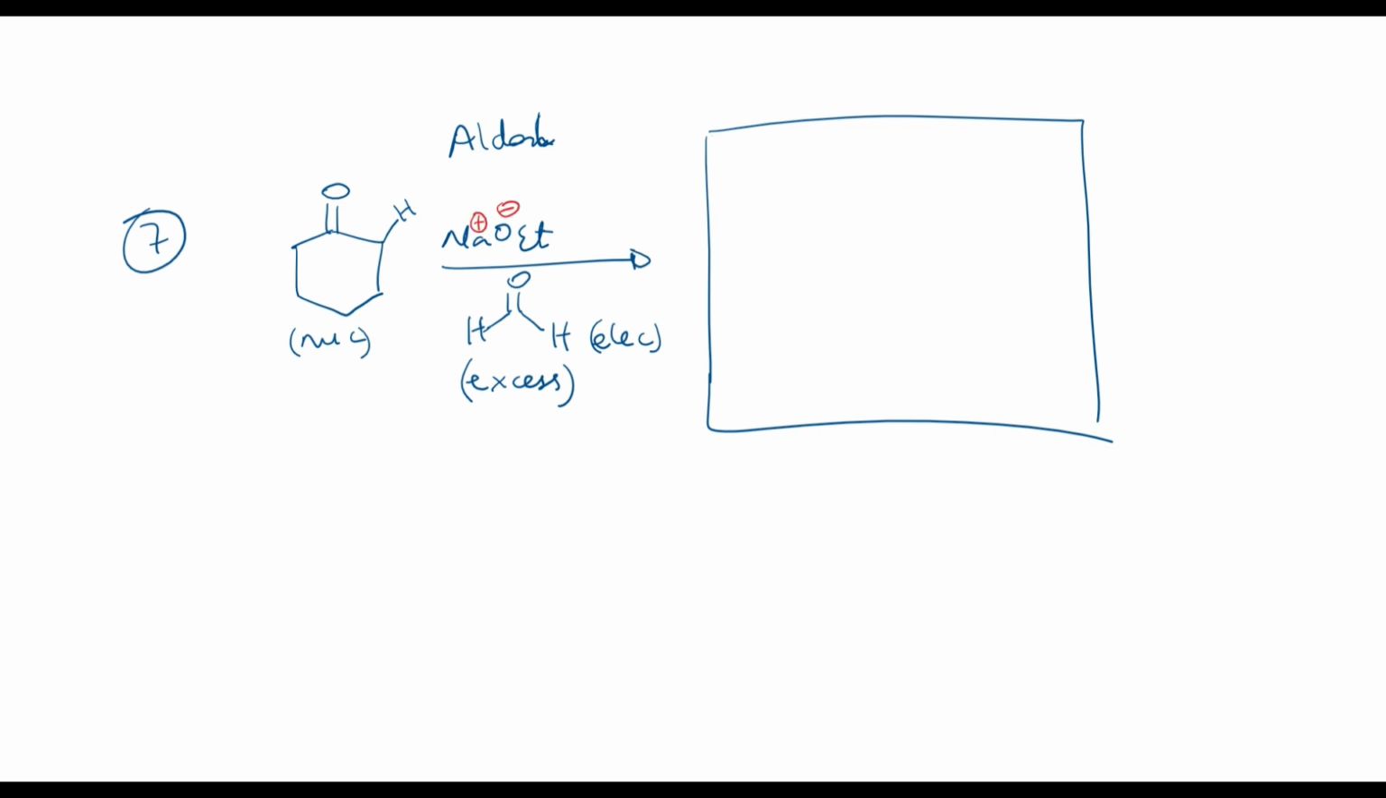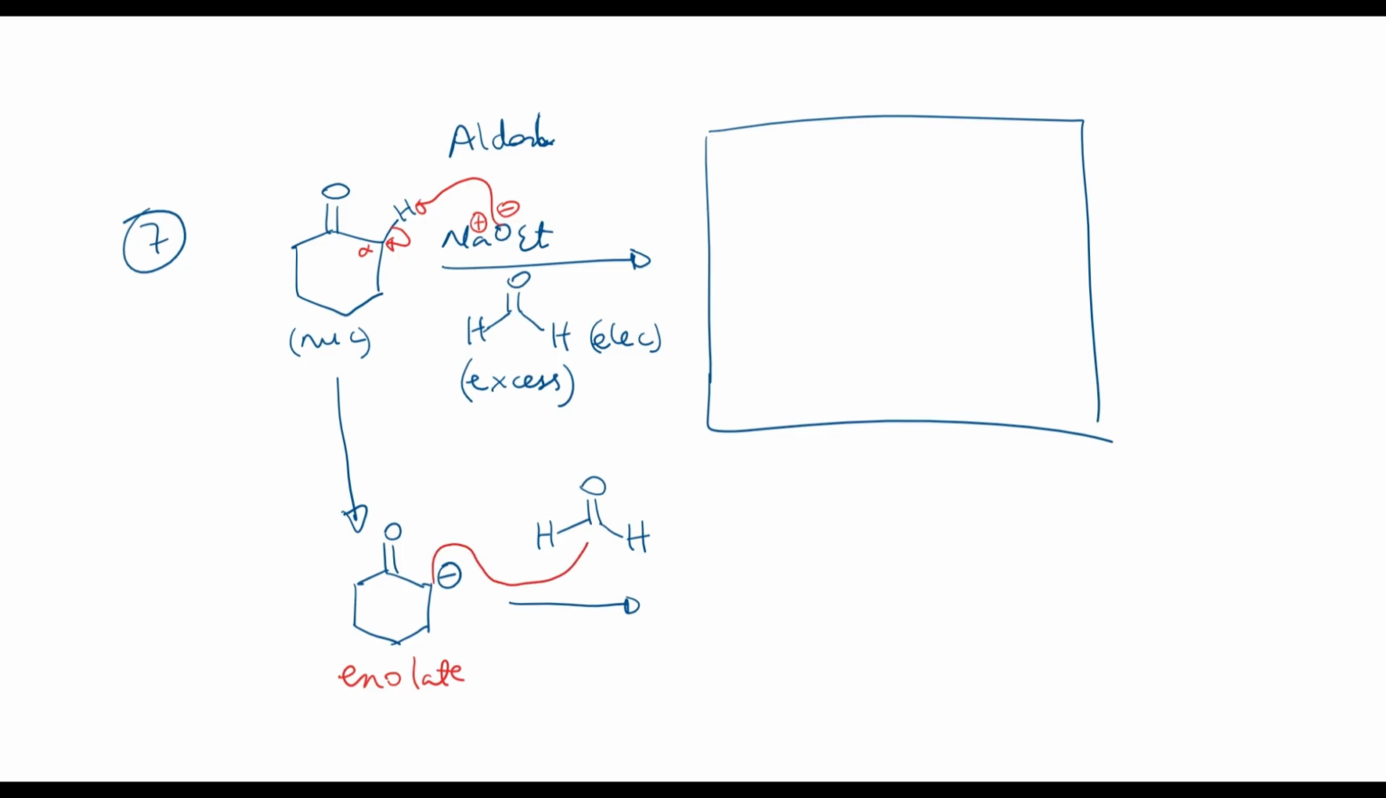So the base will deprotonate the alpha carbon. This bond is going to break, and then a negative charge will be formed on this carbon. I like to use the minor resonance structure whenever I'm doing reactions, but if I'm solving a mechanism problem, I'll form the major enolate. So in this case, we're going to have the minor enolate. So this enolate is our nucleophile.